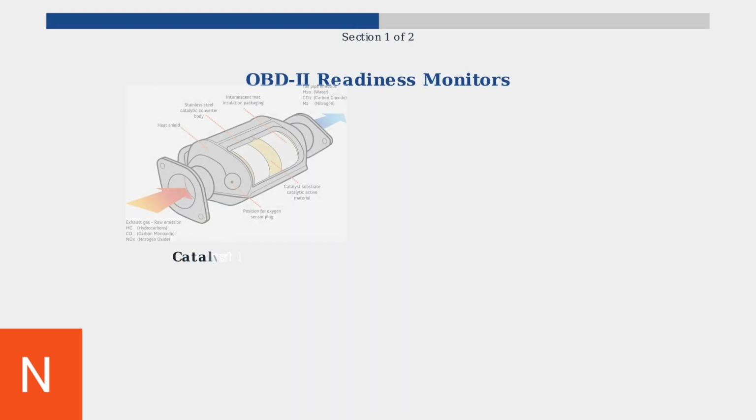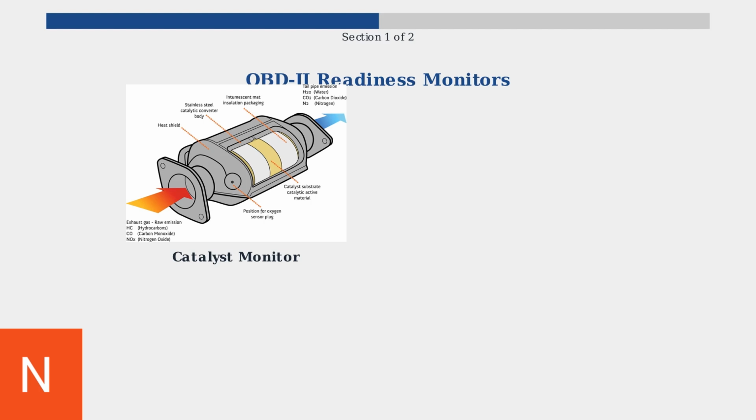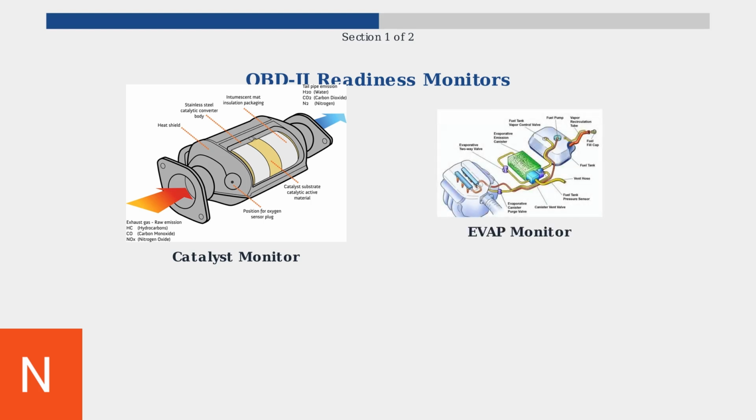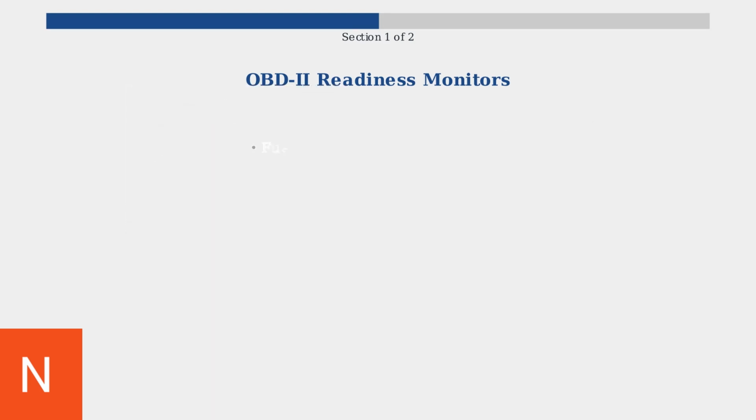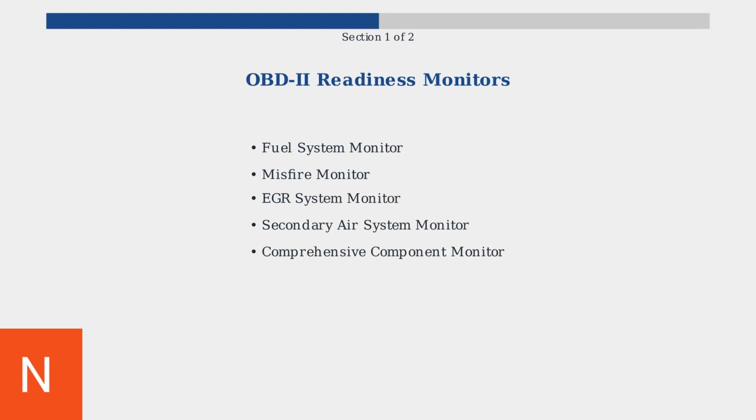Your Ford vehicle monitors multiple systems through readiness monitors. The catalyst monitor checks that your catalytic converter is working properly to reduce harmful emissions. The evaporative emission system monitor, or EVAP monitor, checks for fuel vapor leaks in your fuel tank and associated components. The oxygen sensor monitor verifies that your oxygen sensors are accurately measuring exhaust gases to optimize fuel mixture and reduce emissions. Ford vehicles typically monitor 8 to 11 different systems, including the fuel system, misfire detection, EGR system, secondary air system, and comprehensive component monitors.